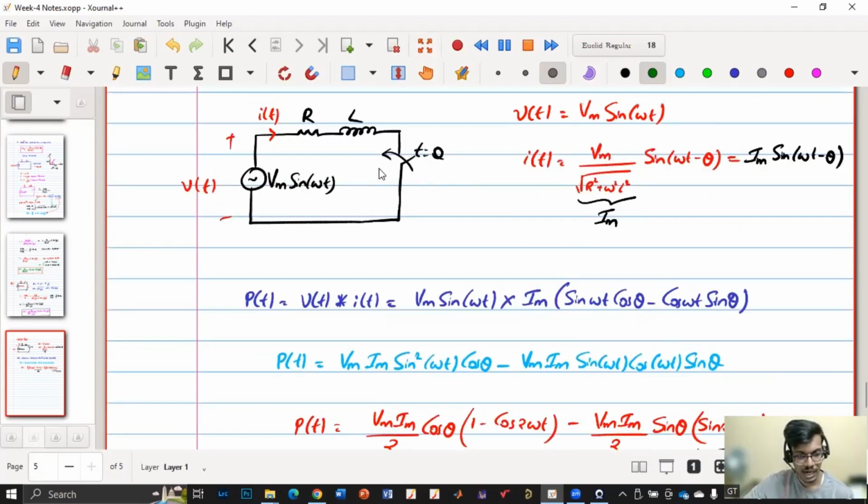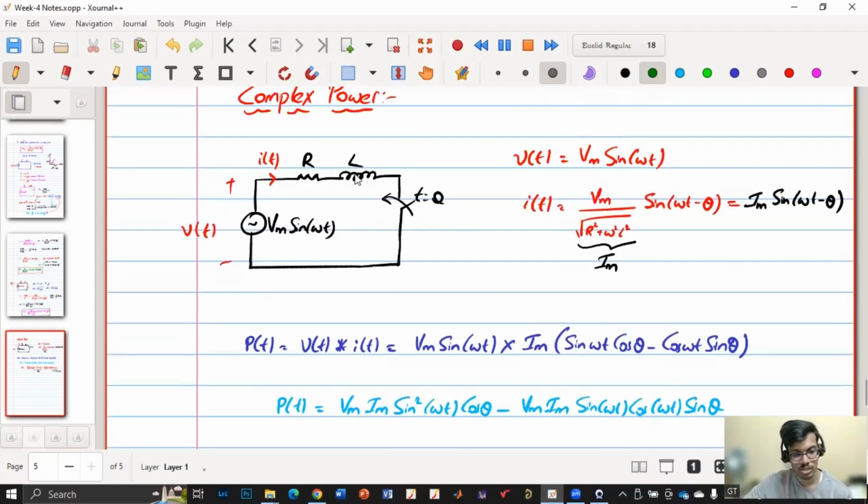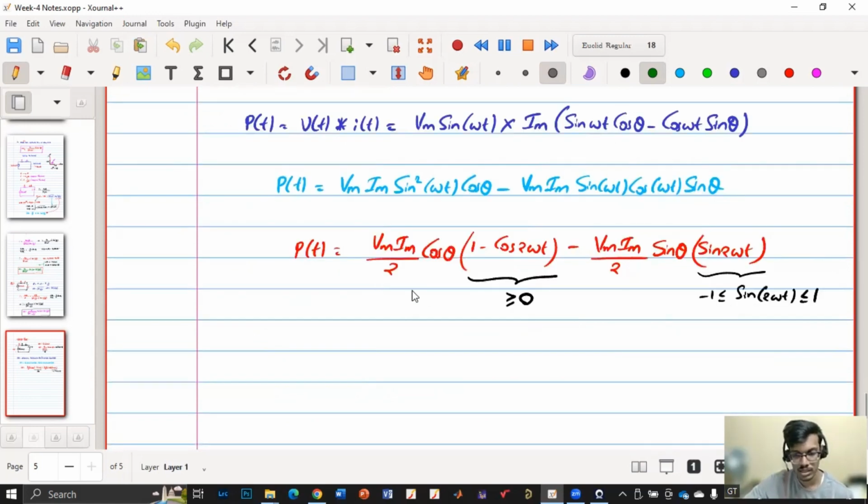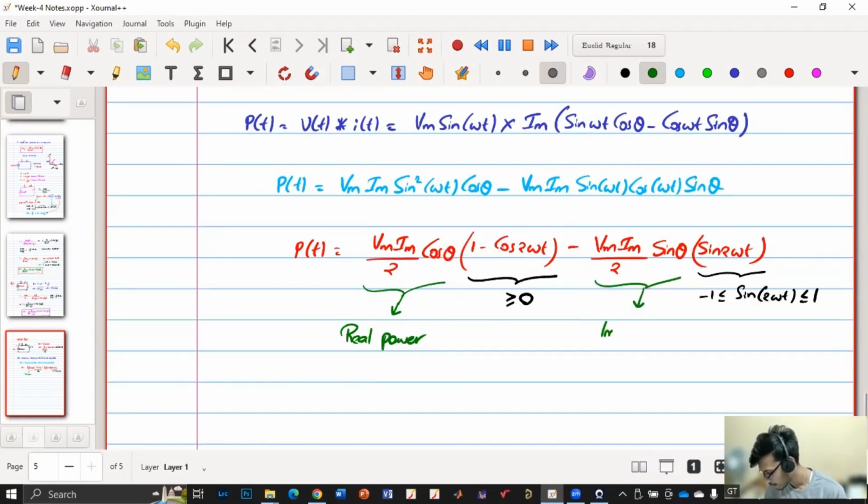And these are energy storing elements, right? L and C. So they can store power and give it back to the source itself. So these are imaginary power, and this is the real power, and this is the imaginary power. So this is real power, and this is the imaginary power.